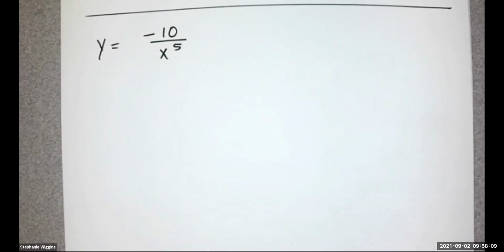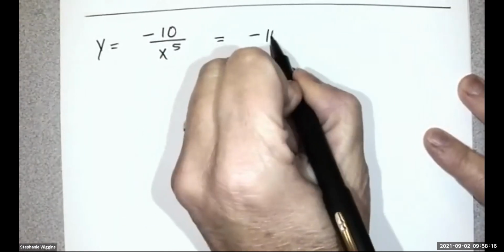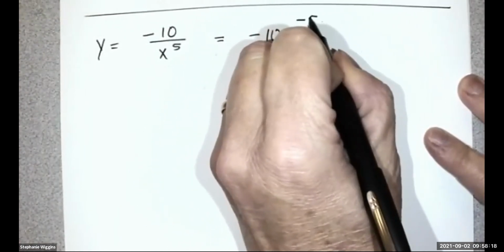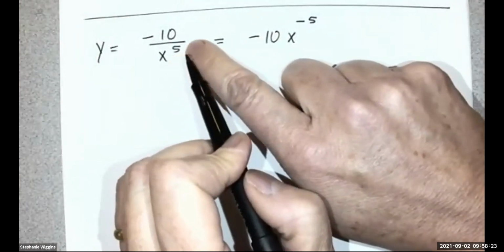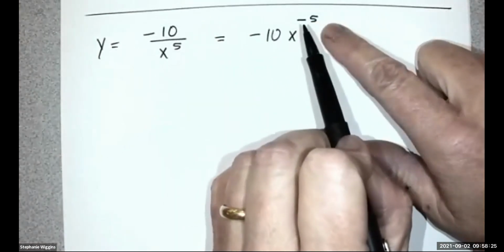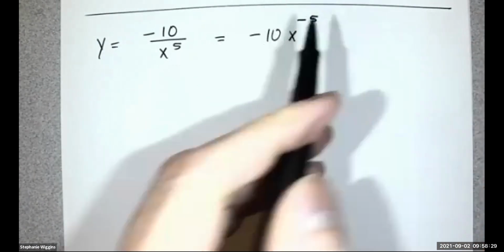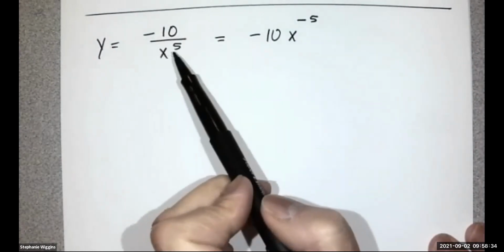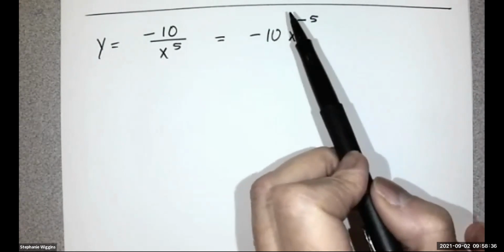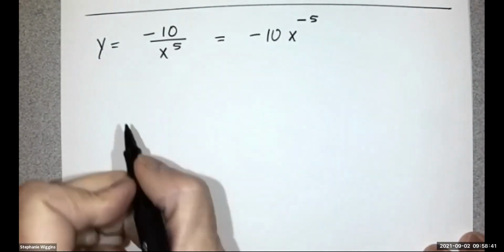Okay, so we have negative 10 over x to the 5th. You want to think of this as negative 10 times x to the negative 5. Whenever you have a power of x in the denominator and you want to move it to the numerator, the sign on the power changes. If it's positive, it changes to negative; if it's negative, it changes to positive. It just changes the sign. So because we got this x to the 5th out of the denominator, we have to write it with a negative 5 like that. And now we can go ahead and take the derivative.